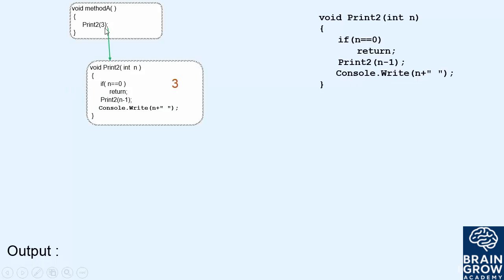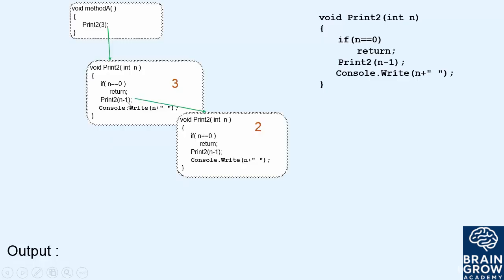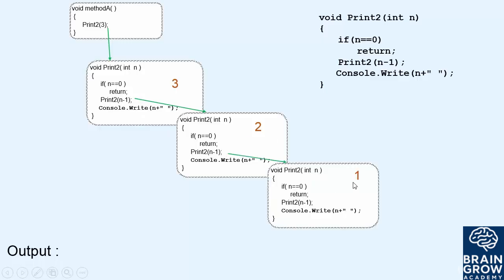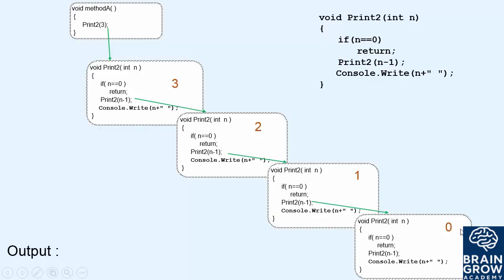Initially this method is called with argument 3. So in the first call, value of n is 3. Next, this method is called with argument n minus 1. So in the next call, value of n is 2. In the next call, value of n is 1. And in the next call, value of n is 0.